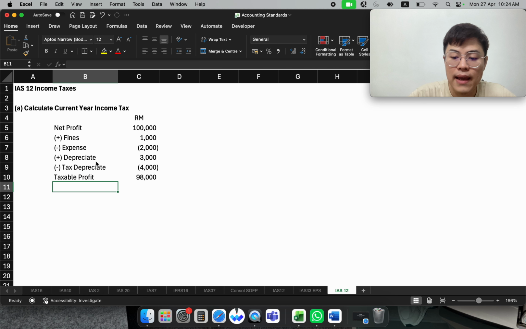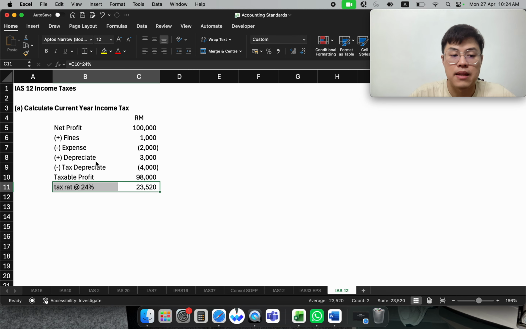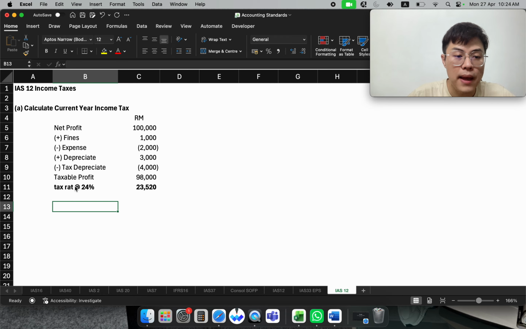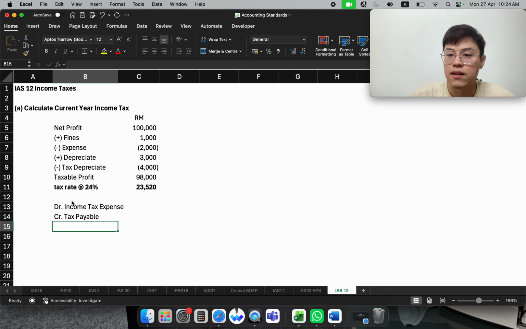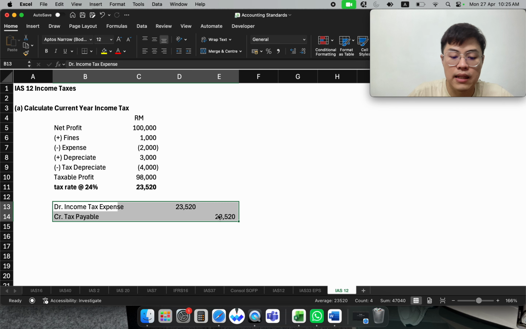Then only we apply the tax rate, maybe at 24%. This gives the income tax expense, and you make the necessary double entry: debit income tax expense and credit tax payable as a liability. This is what you learn in your tax papers, and in IAS 12 using the same logic, we make a provision for current year tax based on this double entry.